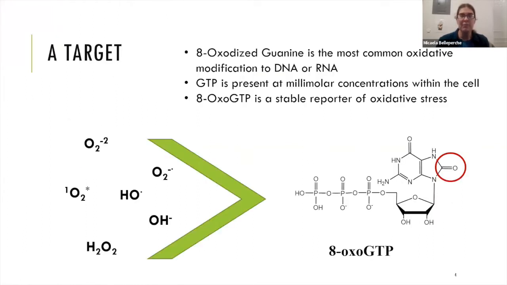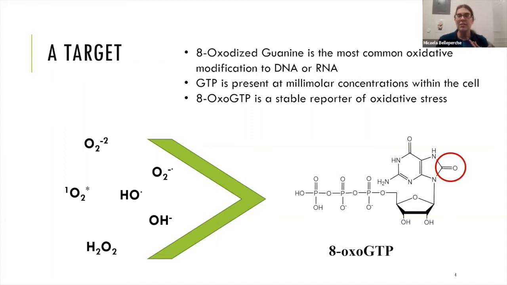So when we began to outline this project, we chose to focus on, instead of ROS themselves, a more stable product of oxidation. Of course, I mentioned DNA damage, and oxidation of the guanine base is by far the most common form of oxidative damage to the DNA, meaning that 8-oxidized deoxyguanosine has been used as a marker of DNA damage in the past and as an excreted biomarker.